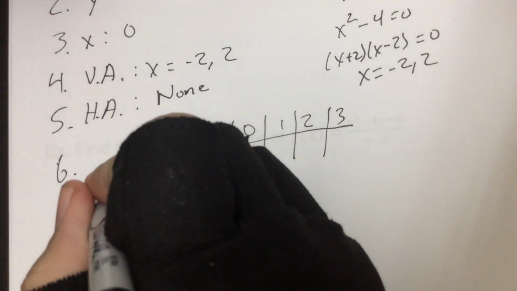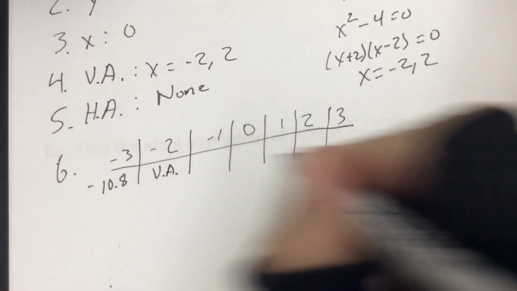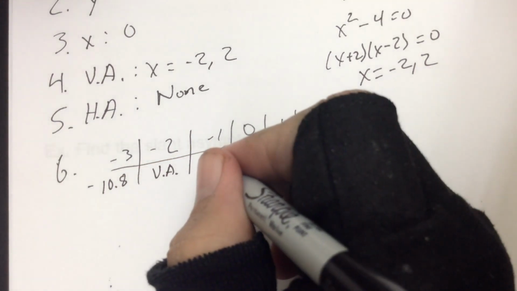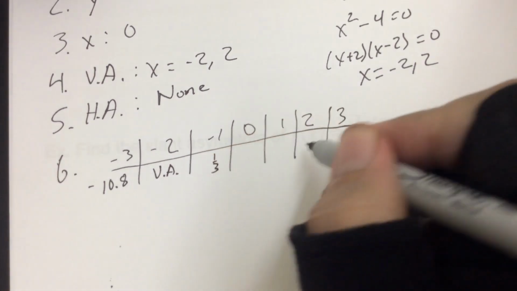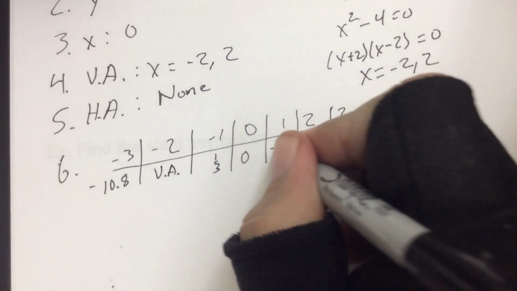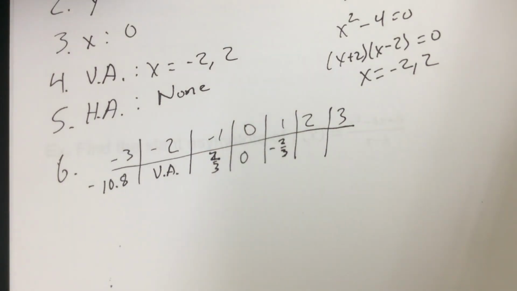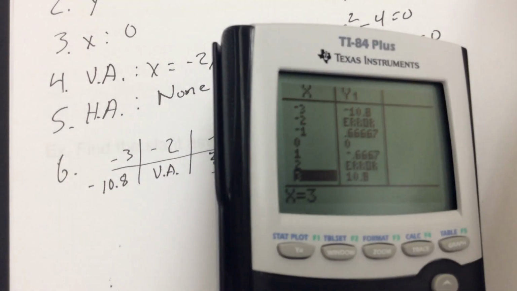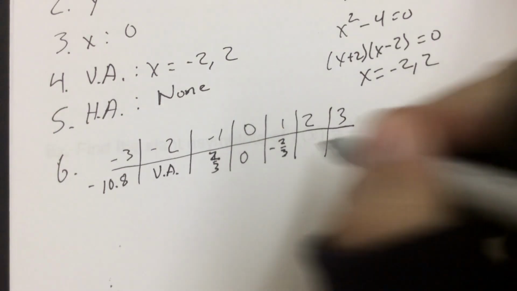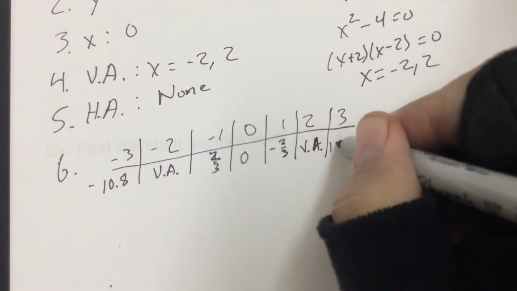So negative 3 would give us negative 10.8. Negative 2 is that vertical asymptote, so you should get an error. Negative 1 is going to be 1/3. 0 is 0 again. 1 is negative 2/3. Sorry, negative 1 should have been 2/3. Oh, sorry about that. So 0.667 is what we get, which is 2/3. That was my bad. 2 again, vertical asymptote. 3 is going to be at 10.8.